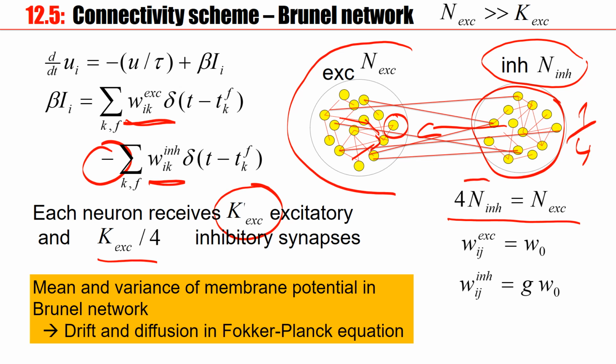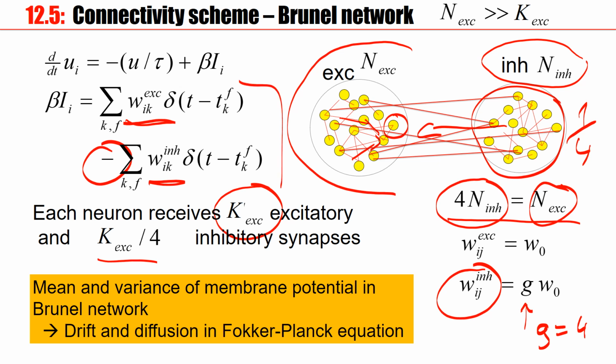Now, I need 4 times as many inhibitory neurons to get my number of excitatory neurons. So I make my absolute strength of inhibition G times stronger. And now you see that G equal 4 means that on average, excitatory and inhibitory inputs are just balanced. And now we will analyze the network as a function of this parameter G.